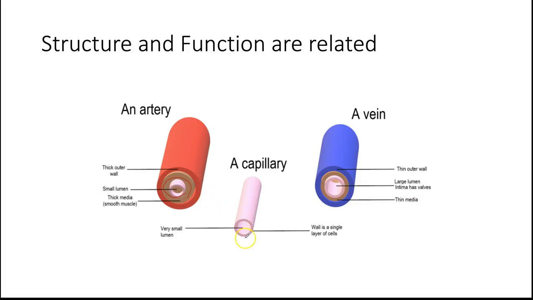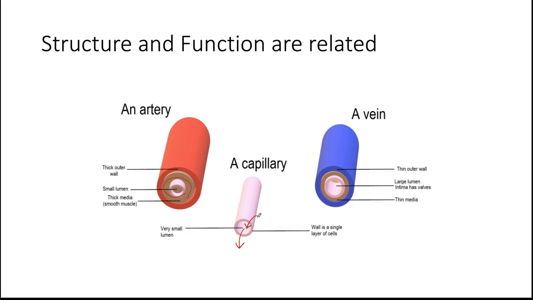Notice that the capillary has a very thin wall. And that's because the purpose of a capillary is to allow molecules to diffuse across the capillary wall into cells and tissues, and then for waste to diffuse from the cells and tissue into the capillary. So the thin wall is important because we need diffusion to occur.